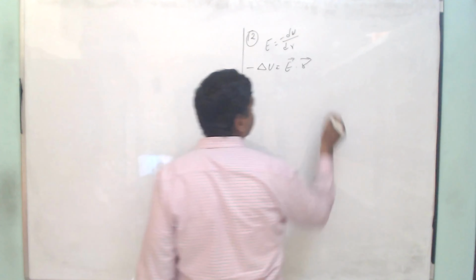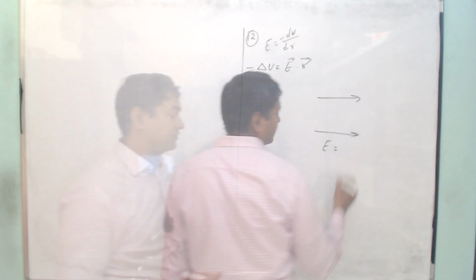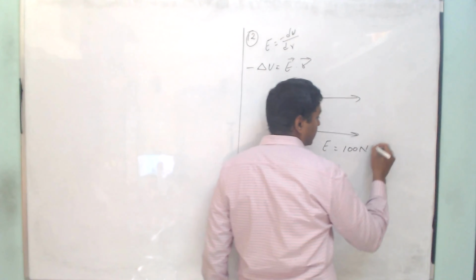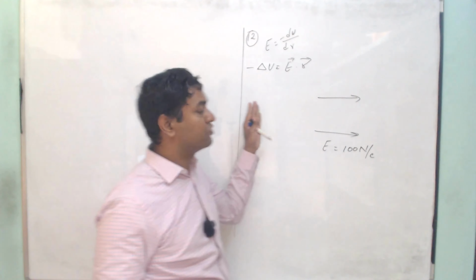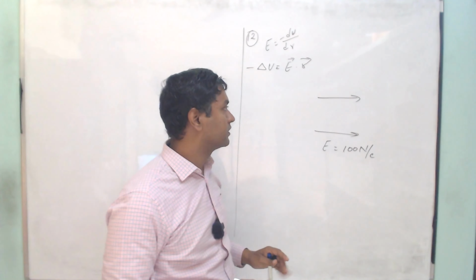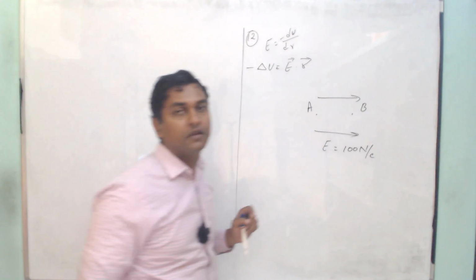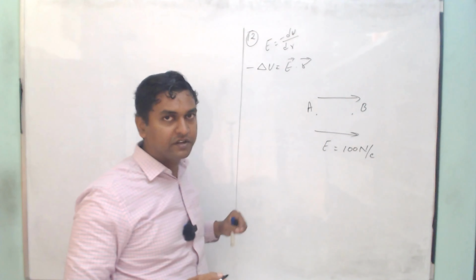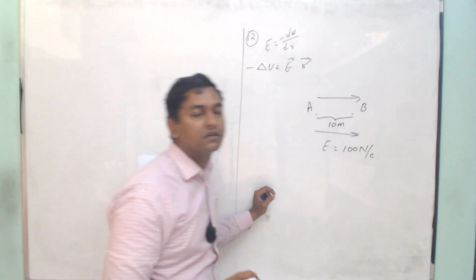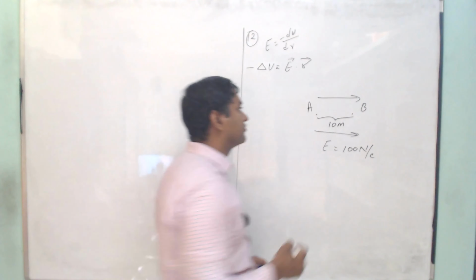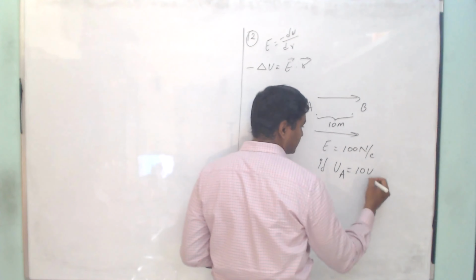Suppose there is an electric field of 100 Newton per coulomb. There's a uniform electric field of 100 Newton per coulomb from left to right. There are two points, A and B, where AB is parallel to the electric field. The distance between AB is 10 meters. If VA is equal to 10 volts, find VB.